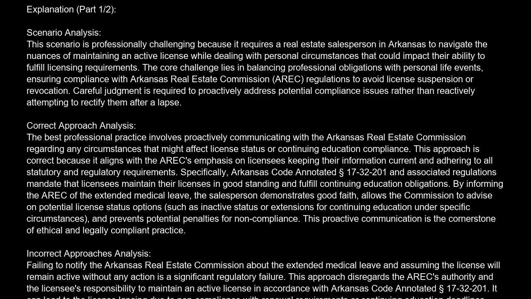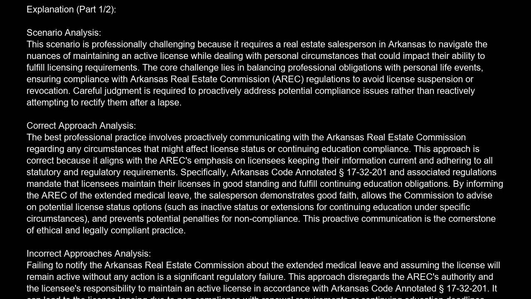By informing the AREC of the extended medical leave, the salesperson demonstrates good faith, allows the commission to advise on potential license status options, such as inactive status or extensions for continuing education under specific circumstances, and prevents potential penalties for noncompliance. This proactive communication is the cornerstone of ethical and legally compliant practice.